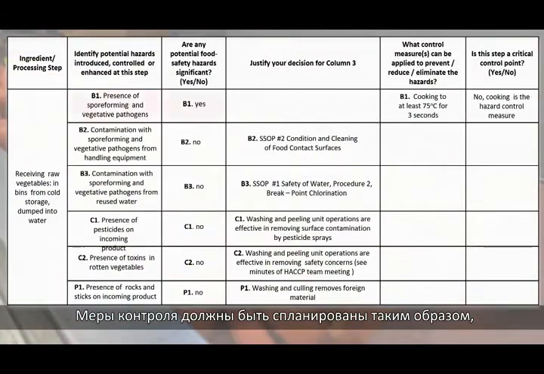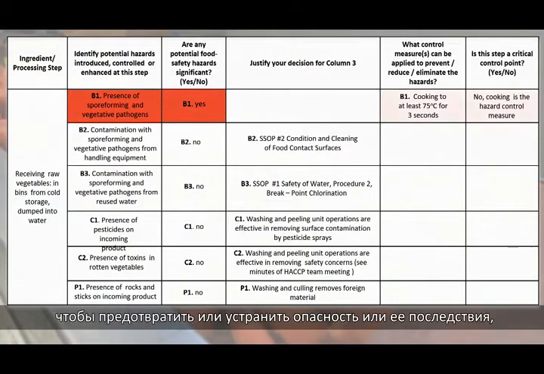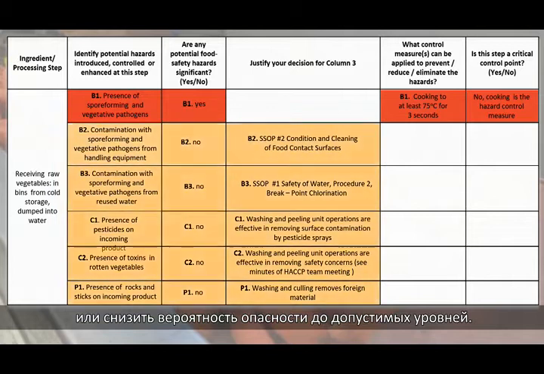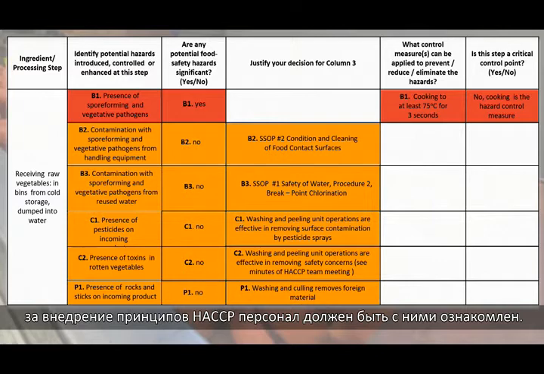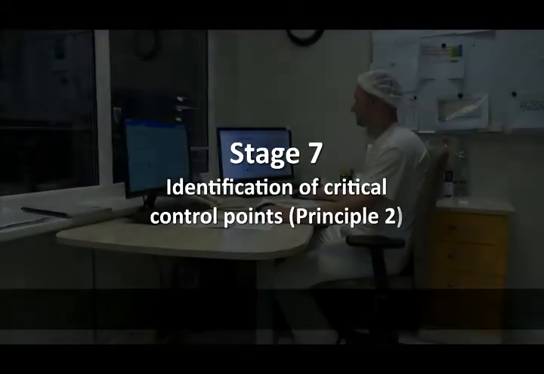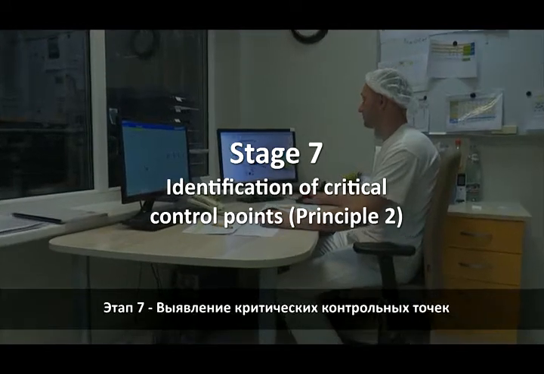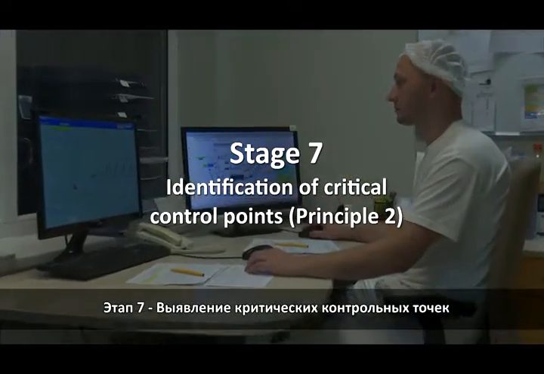Control measures must be planned in a manner that prevents or eliminates the hazard or effect thereof, or reduces the probability of the hazard to permissible levels. All actions must be described, and personnel liable for the introduction of HACCP principles must be introduced to them. Stage 7. Identification of critical control points.